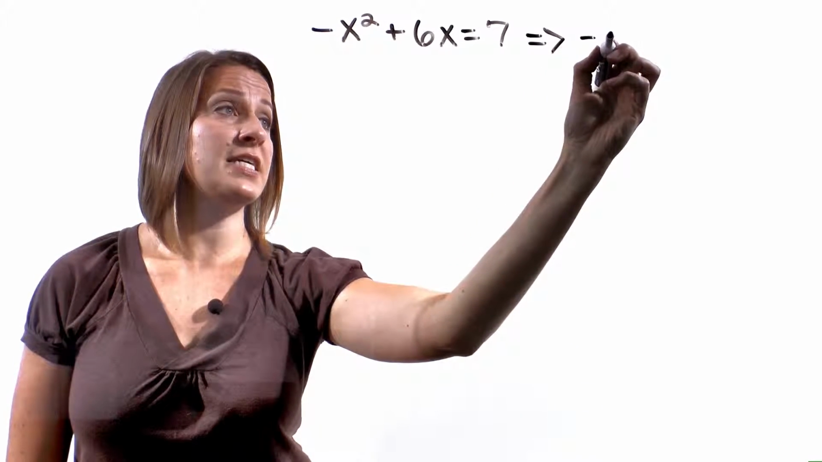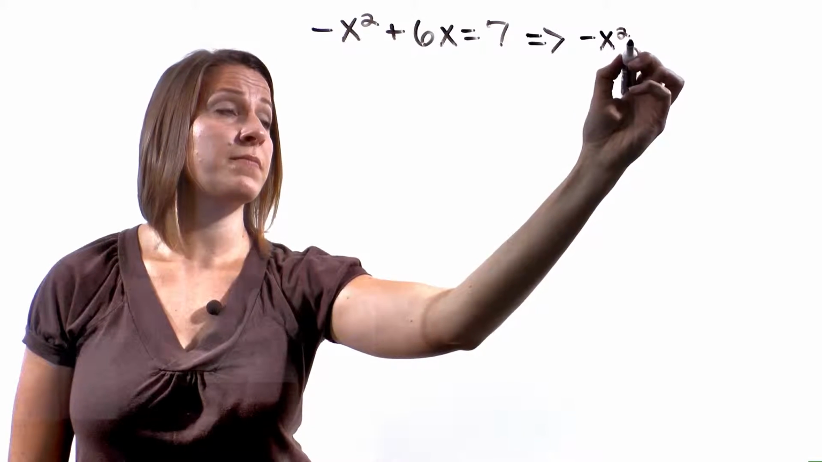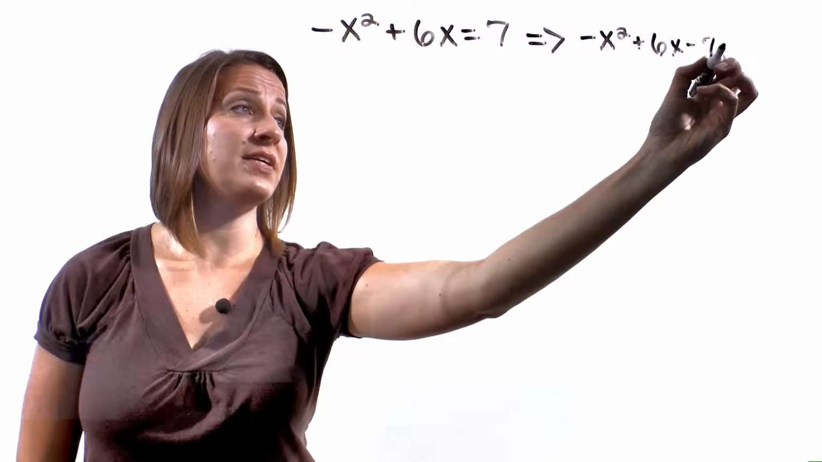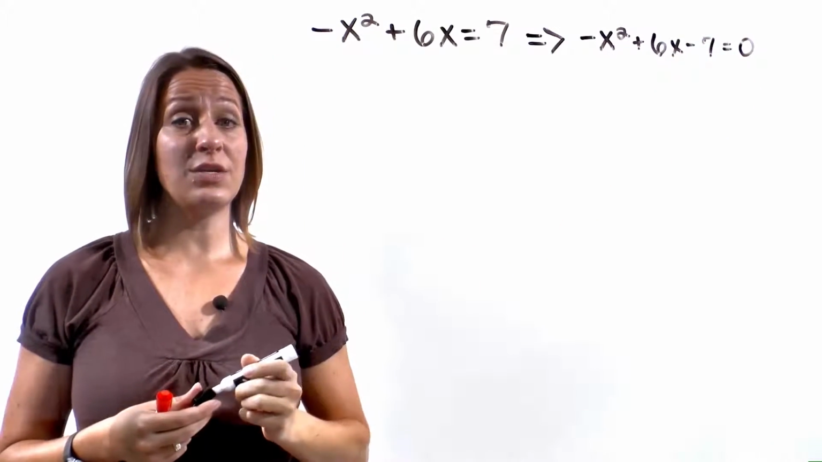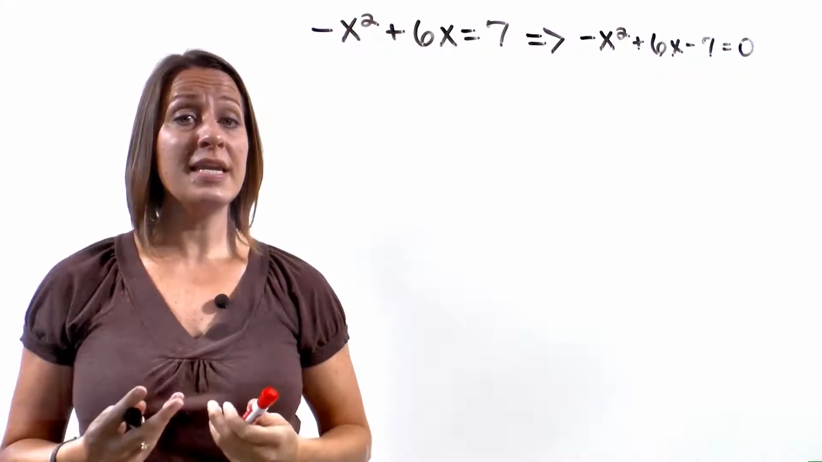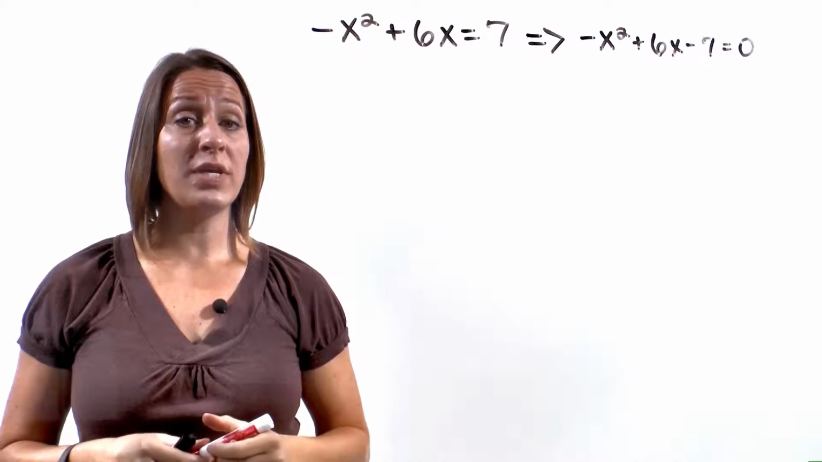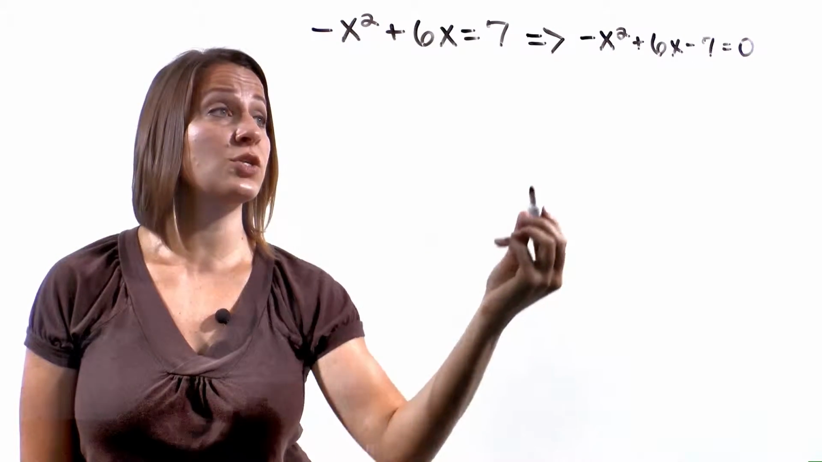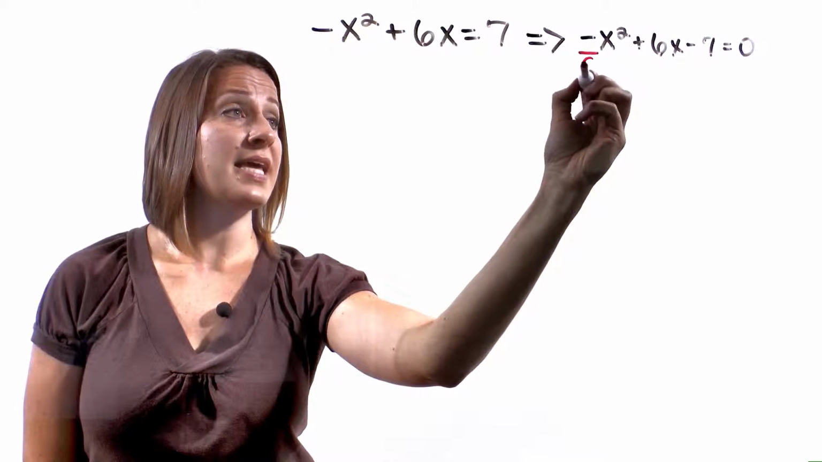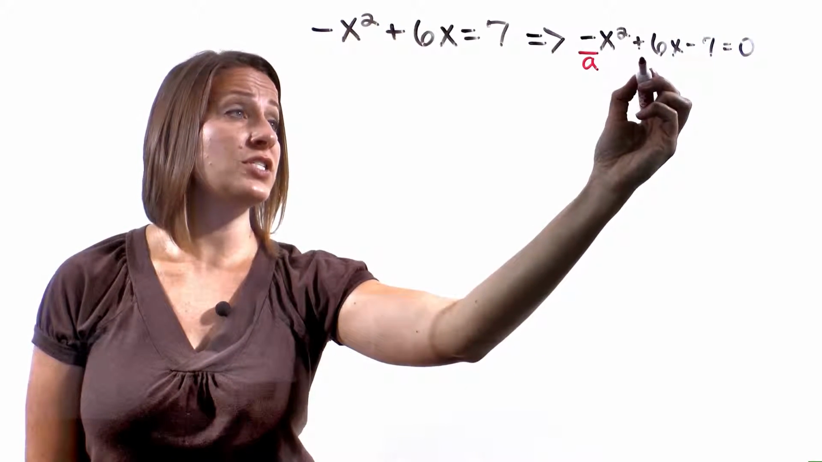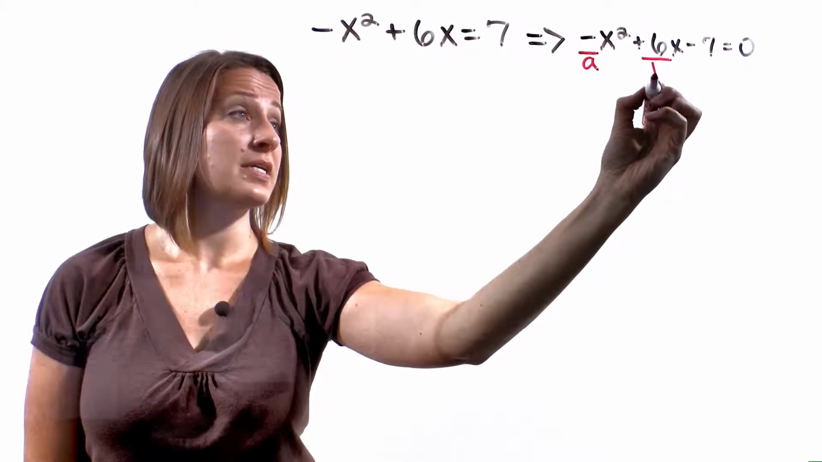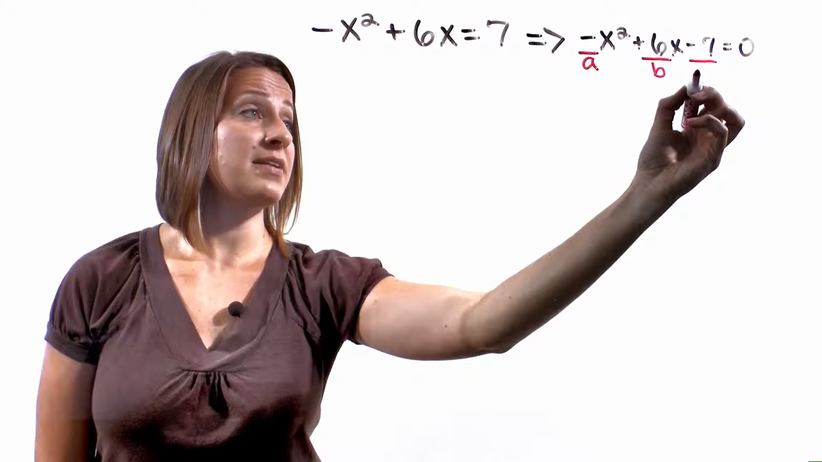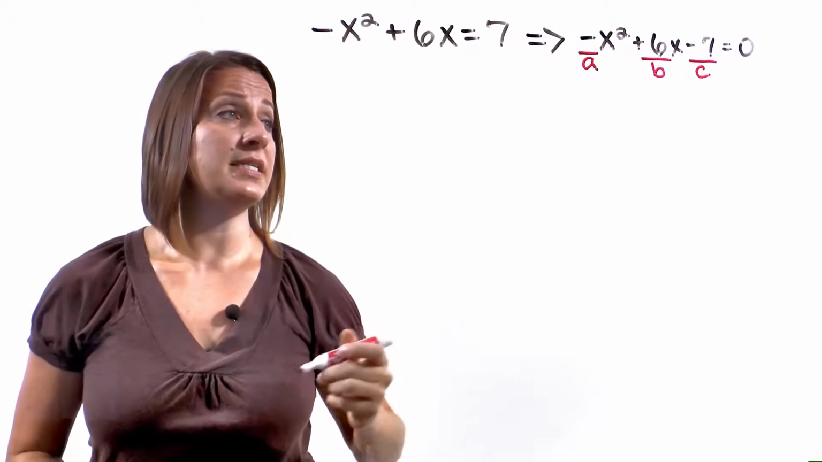So it will look something like this. Negative x squared plus 6x minus 7 equals 0. Now that it's in standard form, we can assign our a, b, and c letters. The coefficient to the x squared term is a. The coefficient to the x term is b. And the constant, negative 7, is c.